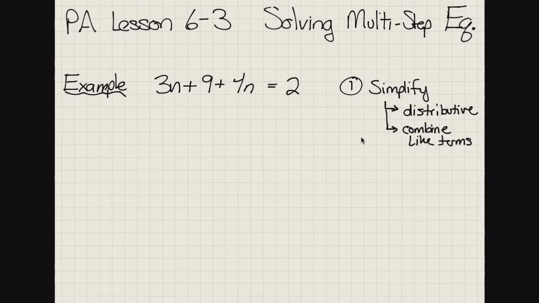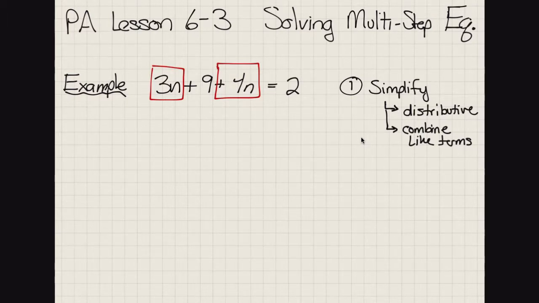Are there any like terms? 3n and 4n. So I'm going to put a box around them, and I'm going to include this positive right here out in front. Now, let's go ahead and combine those two things.